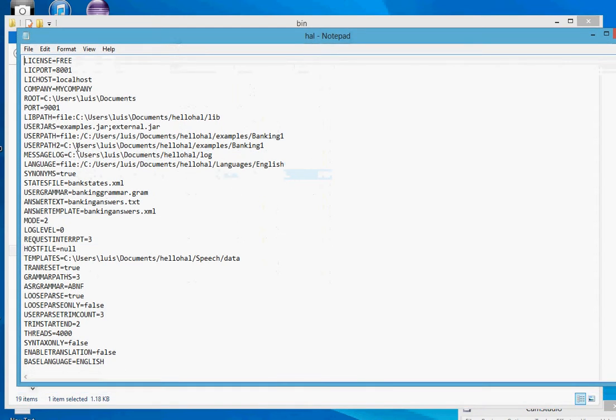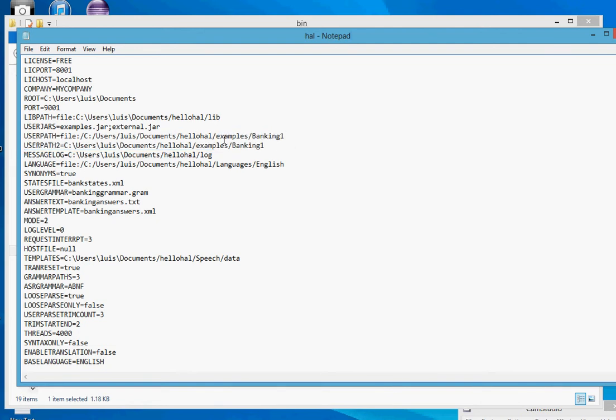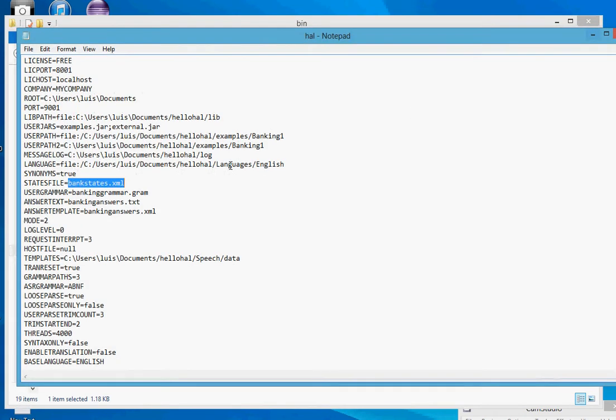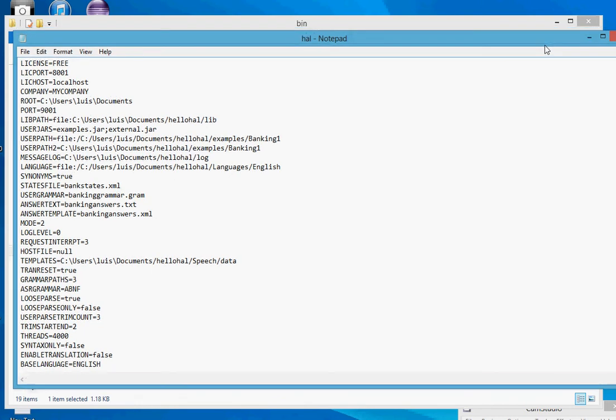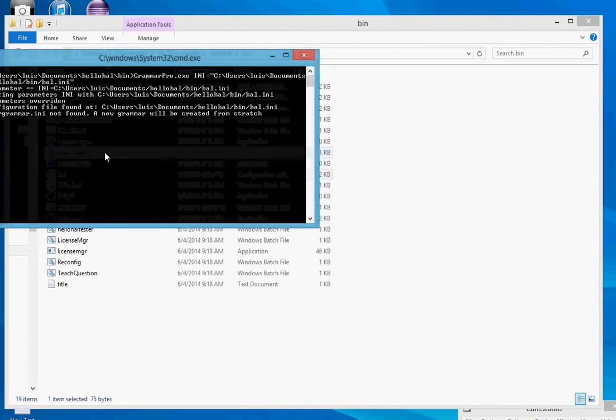I open it, and the only things in this case that you need to be concerned about are these two entries. Note that they are pointing to the examples banking one directory, and then the other entry is the states file. Okay, so notice that we are pointing to the file that I just showed you. That is this file, the file that has the definition of the transfer request, called bank states. Okay, so it looks like our configuration file is good. We're ready to fire up, to start GrammarPro, and so I'm going to go ahead and start it up.